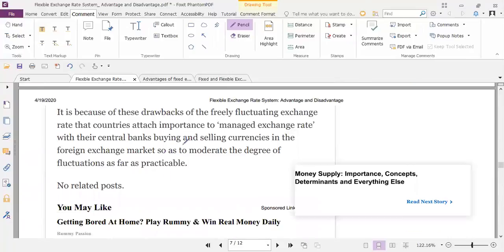It is because of these drawbacks of freely fluctuating exchange rates that countries attach importance to the managed exchange rate system.